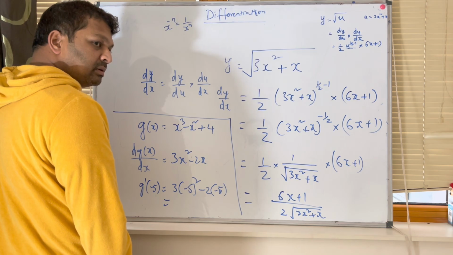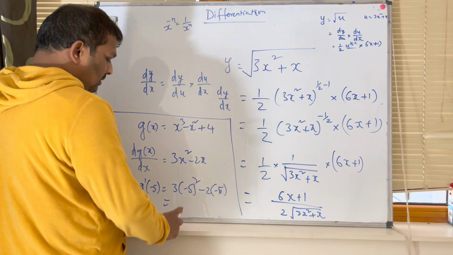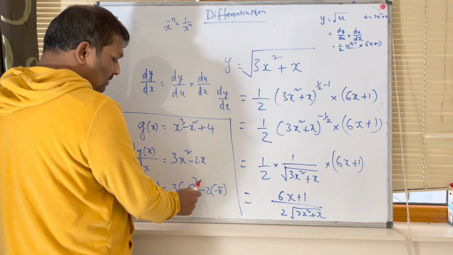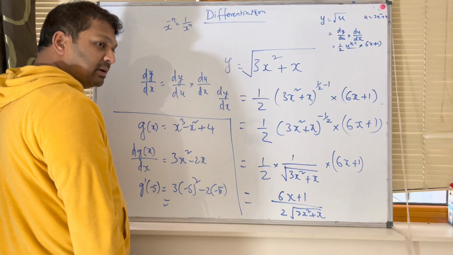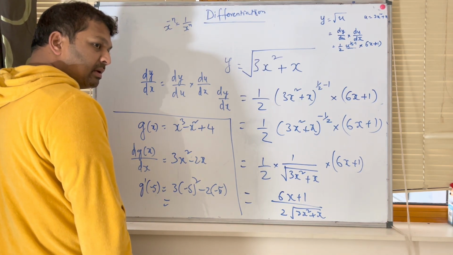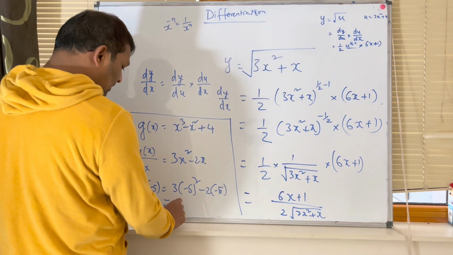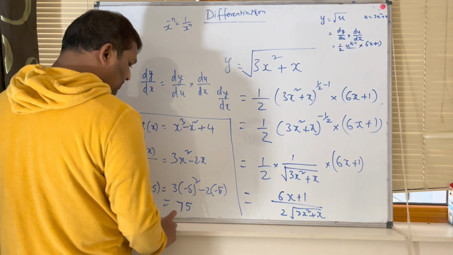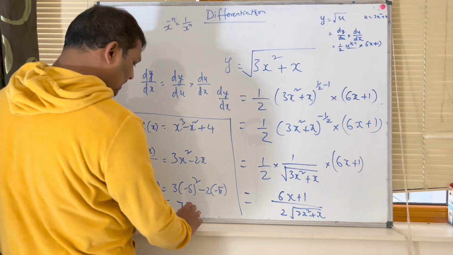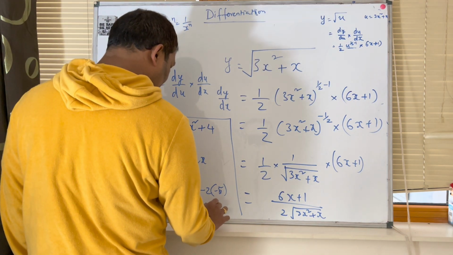3 into 25, minus 5 whole squared first. What did you get? 3 into 25 is 75. 75, very good. Plus 10. How much do you get? 85. 85 is the answer.